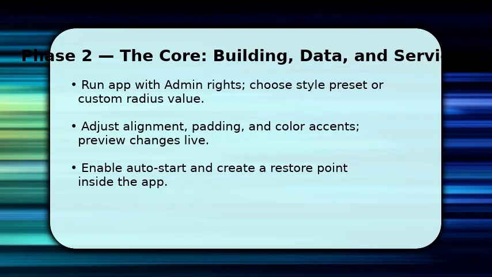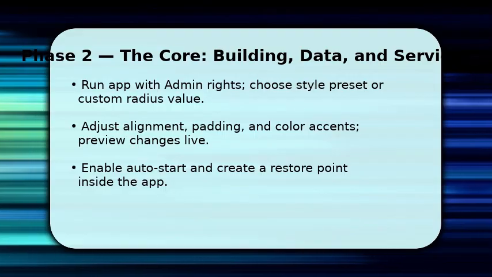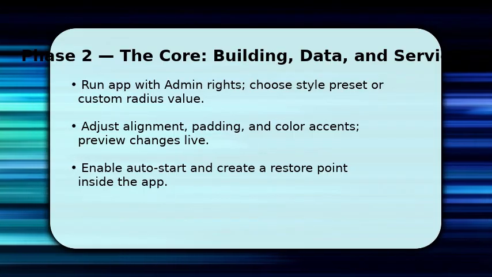You now configure the Rounded Taskbar using the Tools interface. First, run the app as administrator and pick a preset or set a custom corner radius, then apply to preview. Next, tweak alignment, icon padding, and color accents so the bar matches your theme. Use the live preview to compare.